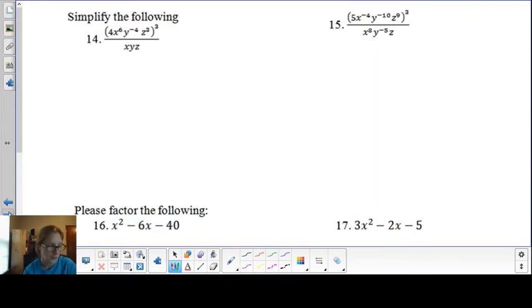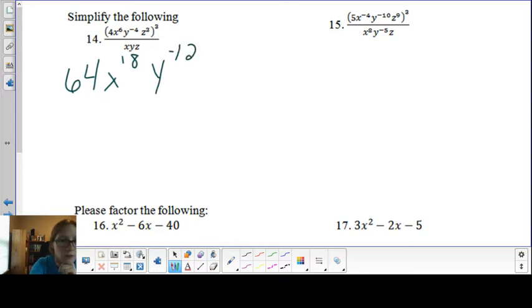Exponent stuff. So we want to bring the 3 into everything. So we have 4 to the third. So 4 times 4, 16. 16 times 4 is 64. 6 times 3 is 18. Negative 4 times 3 is negative 12. And 3 times 3 is 9.